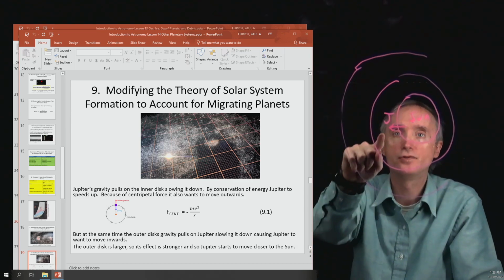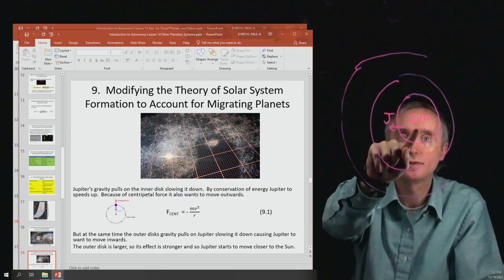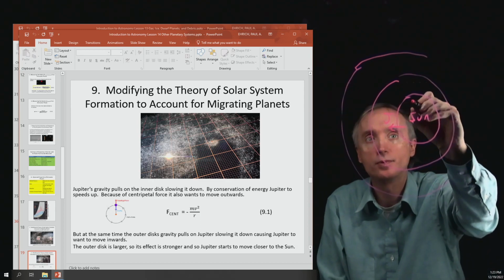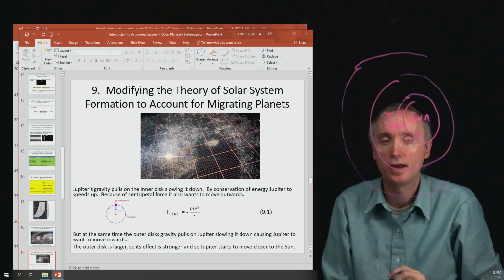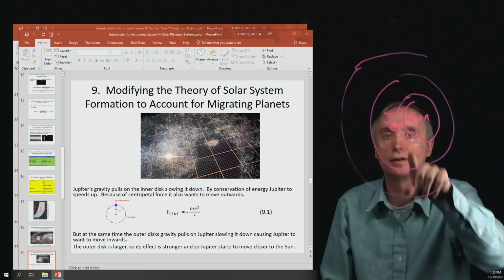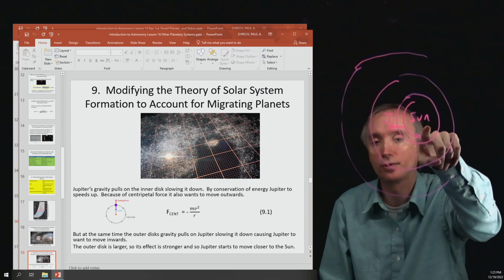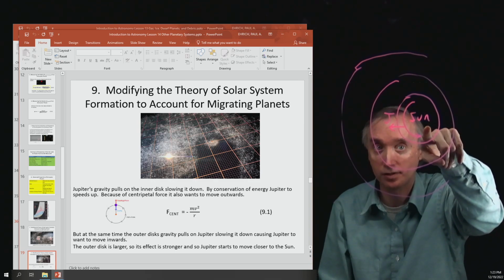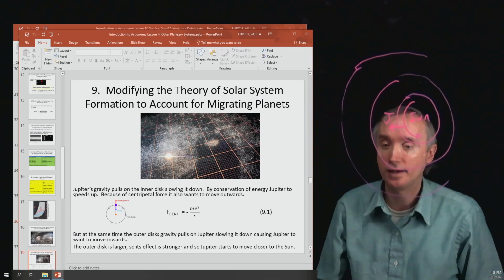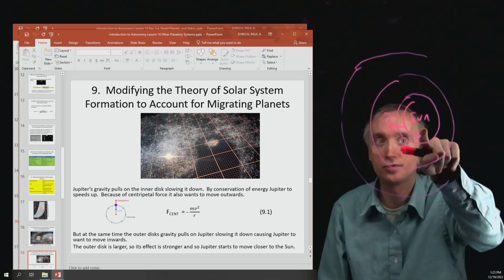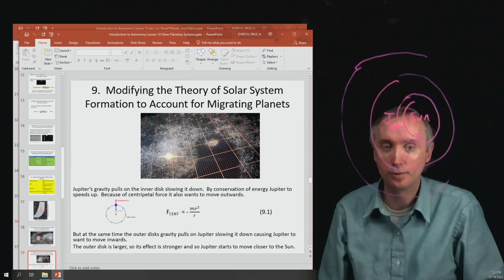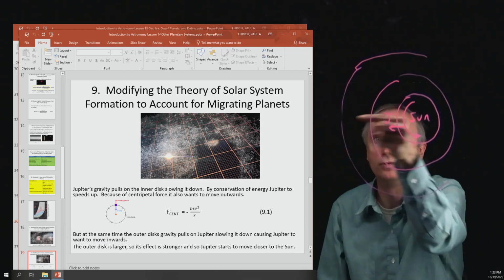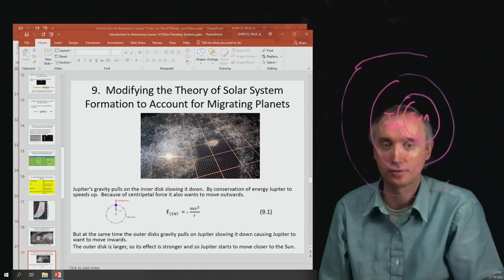So the gravity of Jupiter is going to be pulling on this material. This material wants to rotate around the sun, and because of the gravity of Jupiter, it's going to slow down the rotation rate of this disk, but you can't get something for nothing. So if this slows down, Jupiter speeds up. And if Jupiter speeds up, it's going to want to change its orbit. It's going to want to go further out into the solar system.